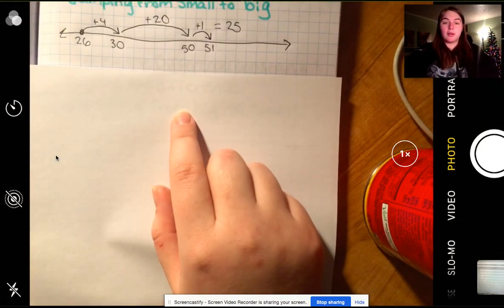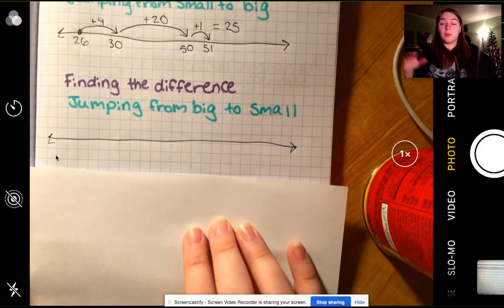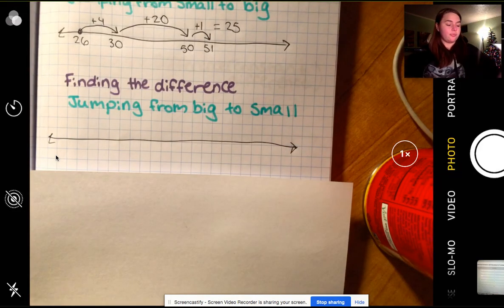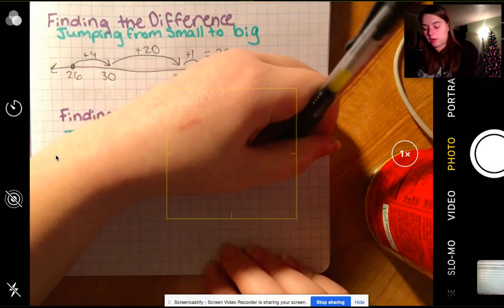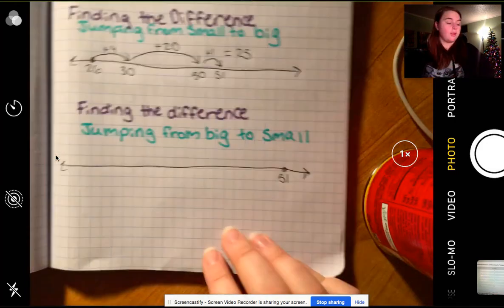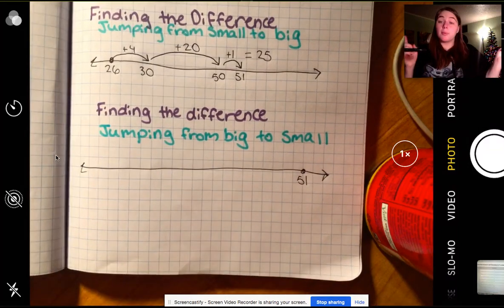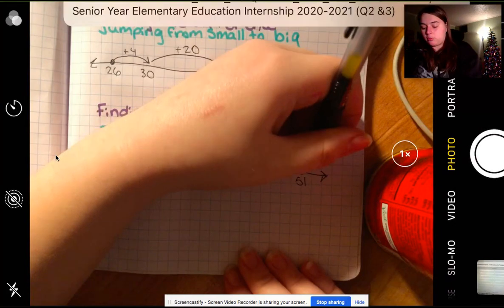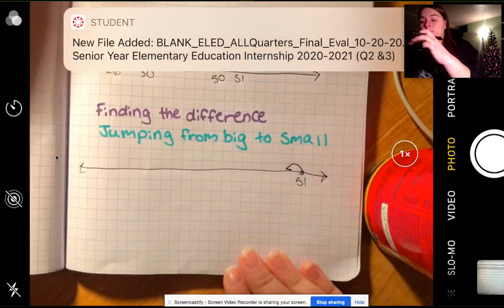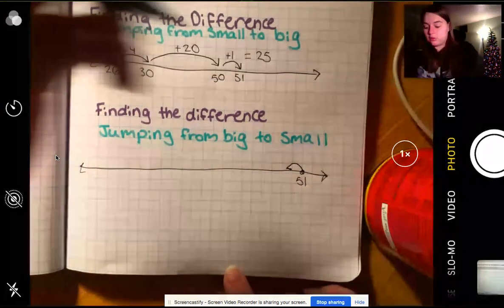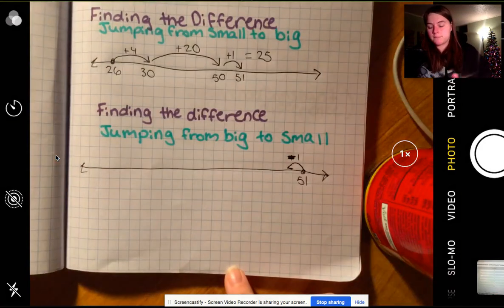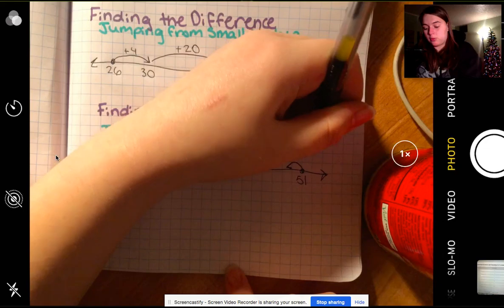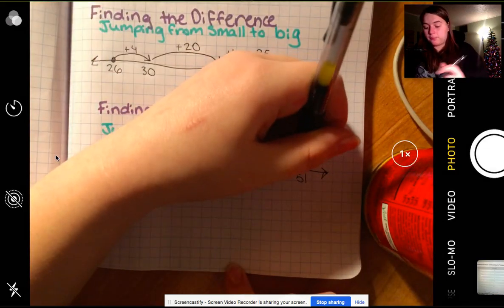And one more way we could subtract a 2-digit number is we could have jumped from the big to the small. So with this way, we would start at 51, and we would keep jumping backwards until we got back down to 26. So again, let's jump to a friendly number. So we can, minus 1. Let's cross that out. Minus 1, 50.